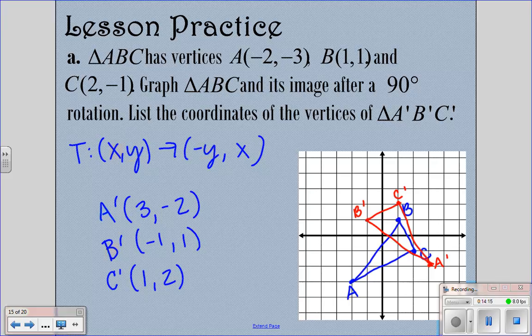Okay, and so these are the coordinates of your triangle, and it said to list them, so you listed them, and we graphed both. So that would be your answer for that one.